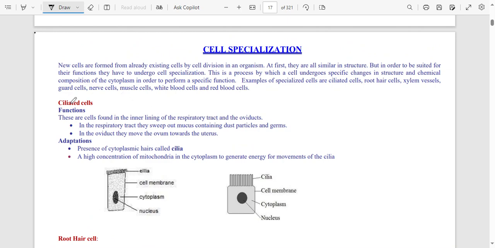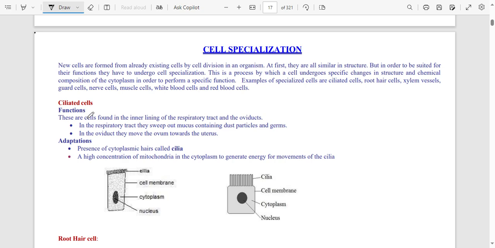The first specialized cell is known as a ciliated cell. So what they can ask me in the exam is the function and the adaptation. So what is the function of the cell and why is it specialized? Why is it not just a normal cell? So starting with the function, a ciliated cell, as you can hear, it has got cilia on top.